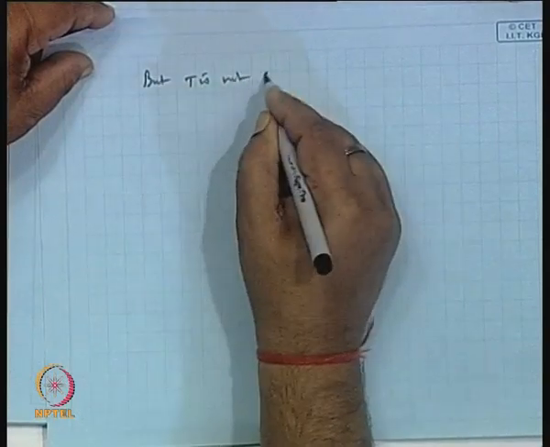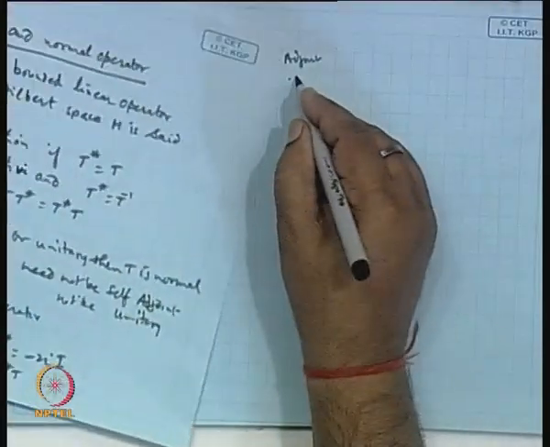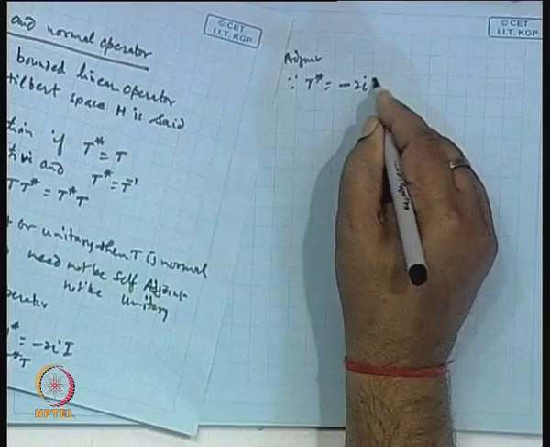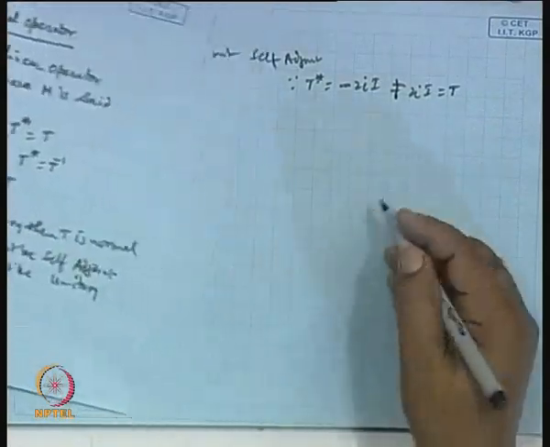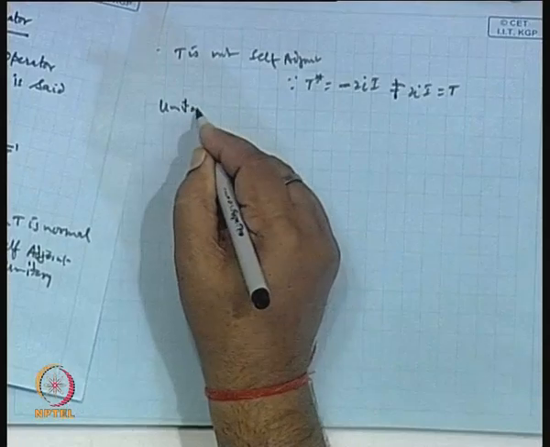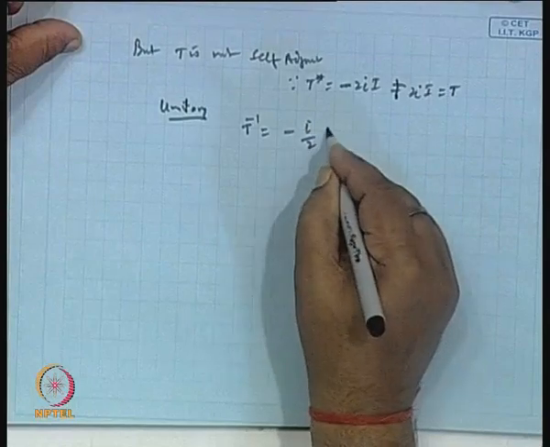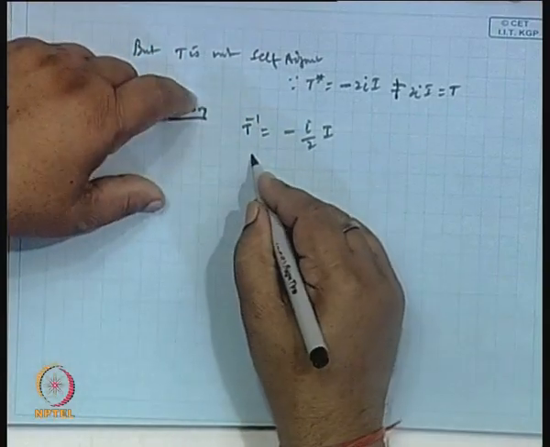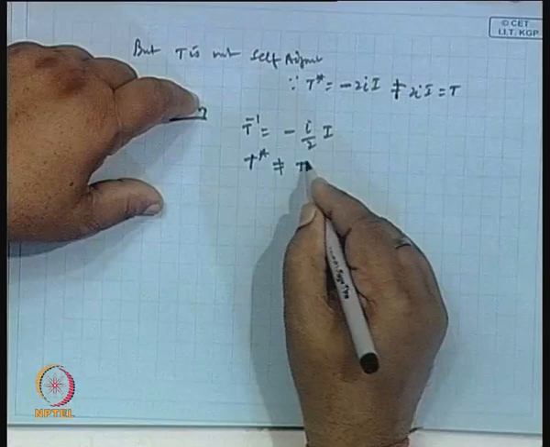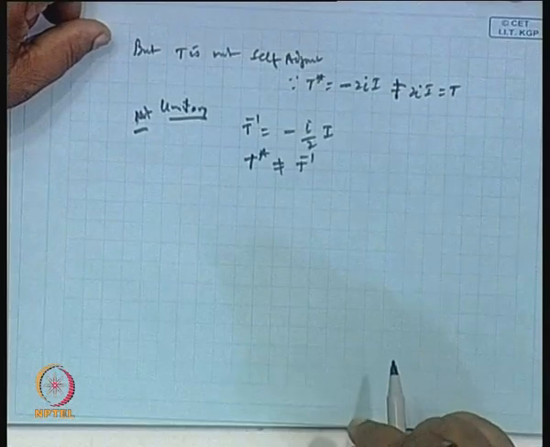Why? Self-adjoint requires T star equal to T. Because T star, which is coming to be minus 2i I, is different from 2i I, that is T. So it's not self-adjoint. It's not unitary. Why? Because what is T inverse? T inverse will be minus i over 2 I, because T into T inverse should be I. So T star is not equal to T inverse. So it is not unitary. Okay? So this, thank you.